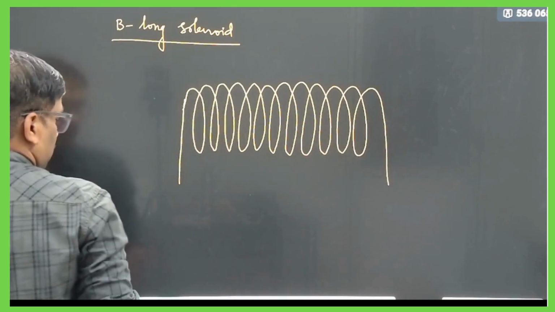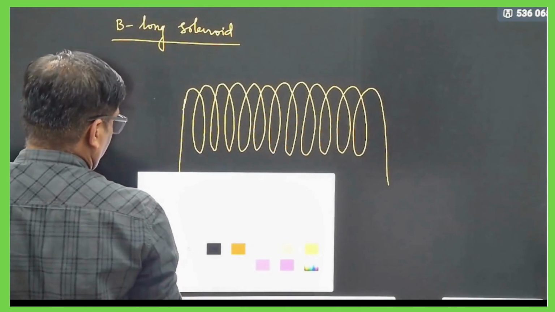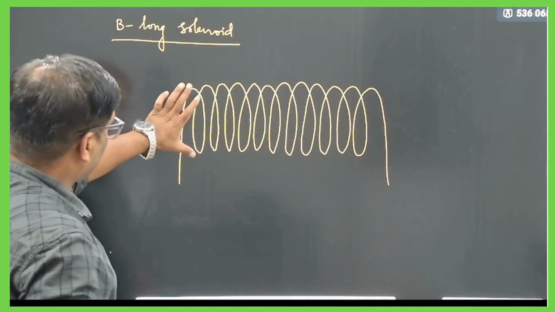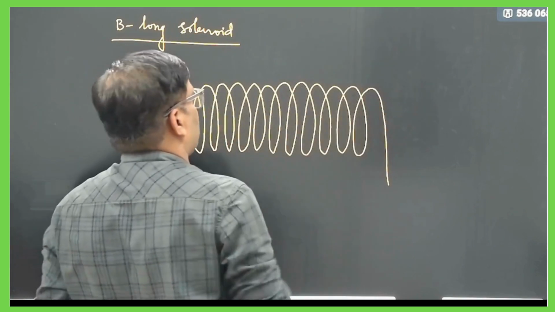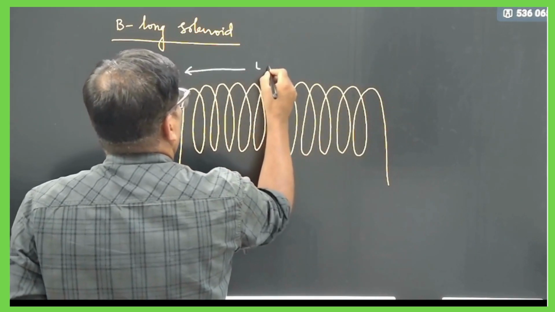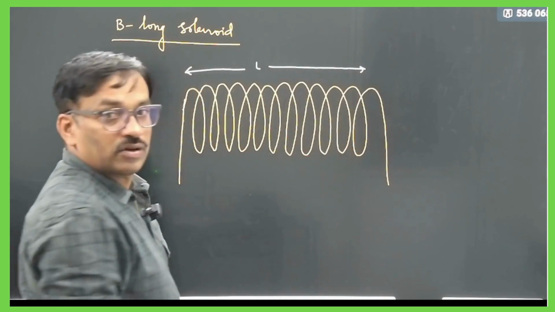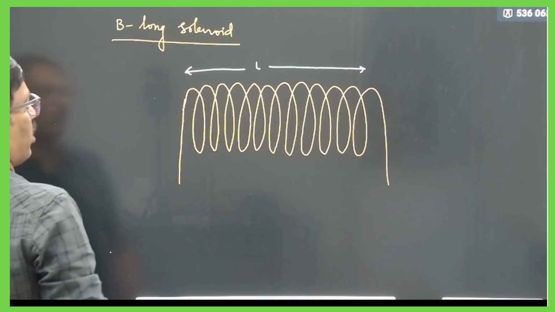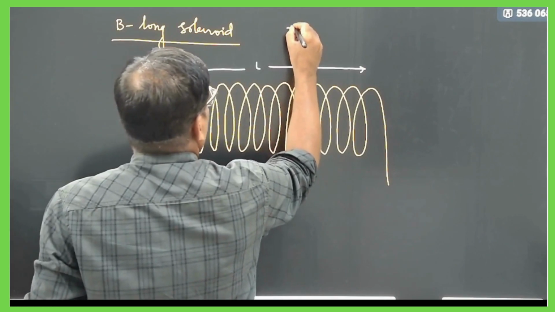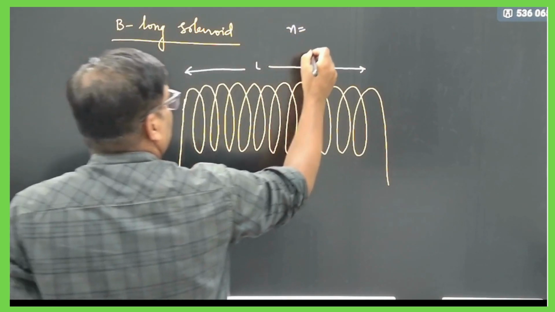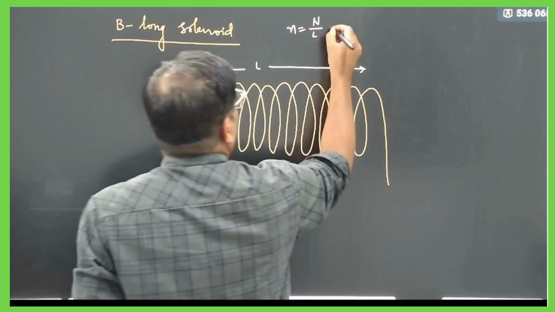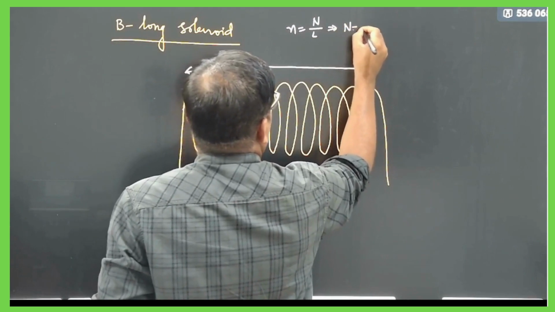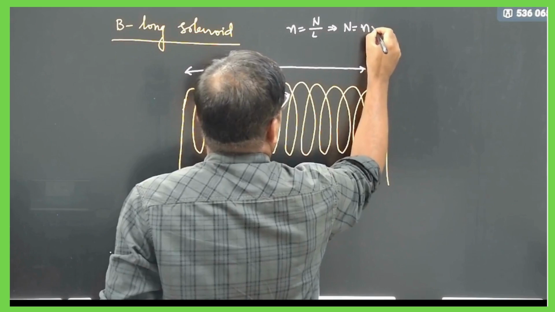Clear? So this is a long solenoid. We have to consider that this area is very small compared to the length of this one. Therefore, this will be the length of the solenoid. Clear? Here we can define one important formula: small n is the number of turns per unit length. So we can rewrite it as: number of turns N is equal to small n into L.